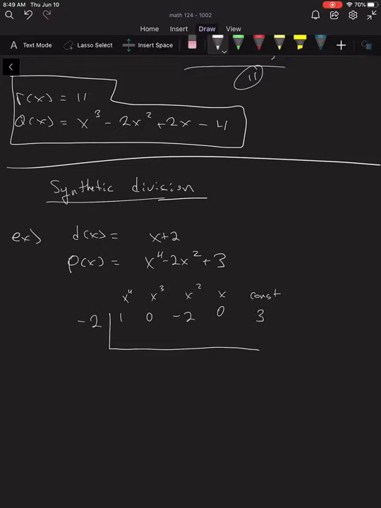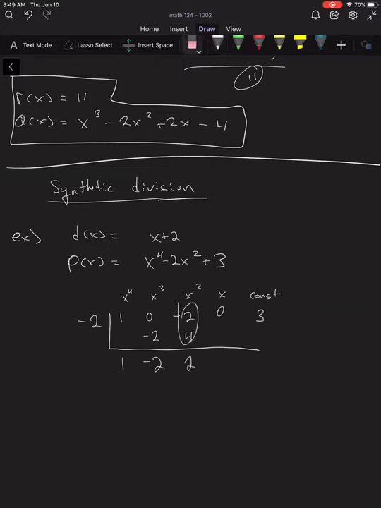Okay, so now the steps for synthetic division is we take our first number, which is 1. And the first thing we do is move it down here, 1. Then what we're going to do is we take this number, multiply it by that, and put it right here. So minus 2 times 1 is just minus 2. And then what we do is we add these two numbers. So 0 plus minus 2 is just minus 2. And then we keep repeating those steps. So minus 2 times minus 2, that's positive 4. We add these two numbers, that gives us 2.